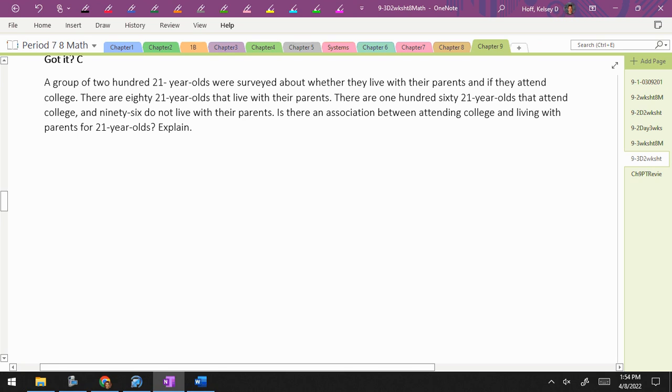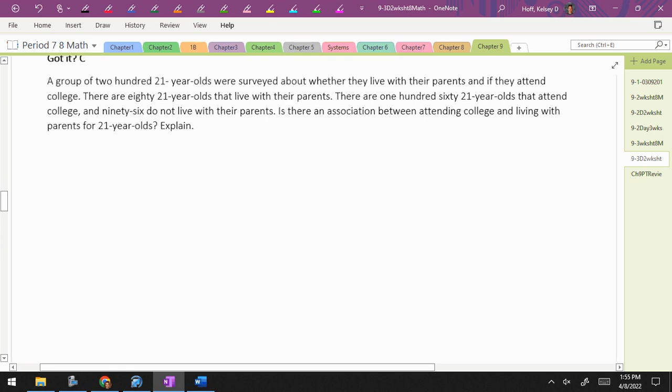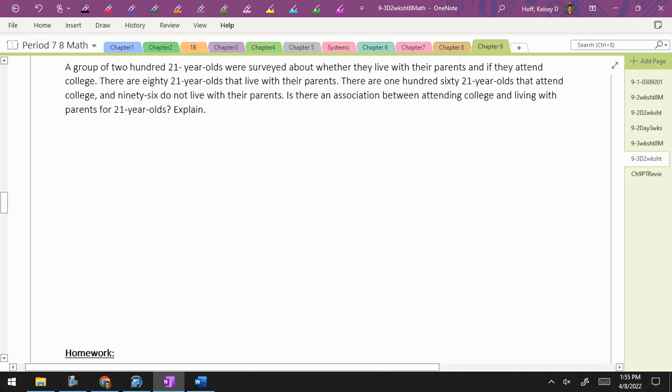All right, last one. A group of 200 21-year-olds were surveyed about whether they live with their parents and if they attend college. There are 80 21-year-olds that live with their parents. There are 160 21-year-olds that attend college, and 96 do not live with their parents. Is there an association between attending college and living with parents for 21-year-olds? What do you think we're going to have to do here?